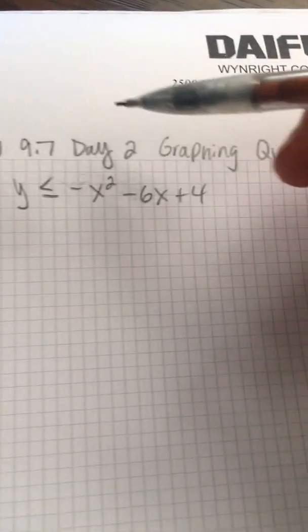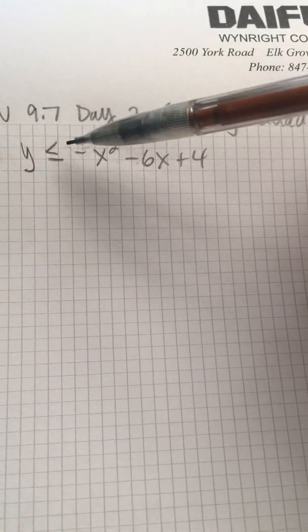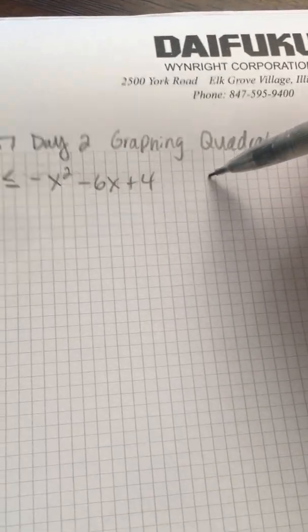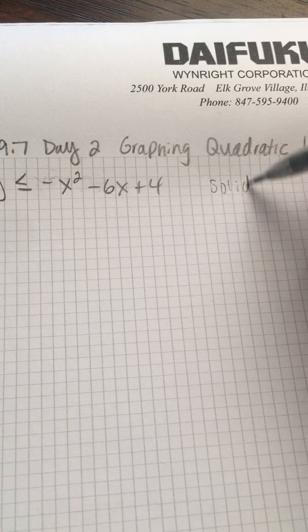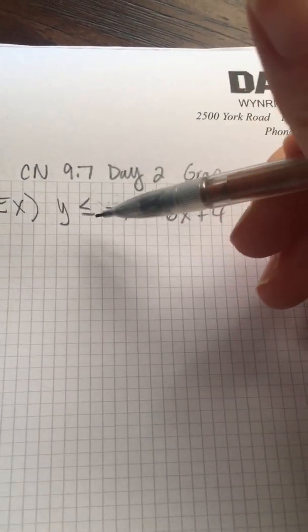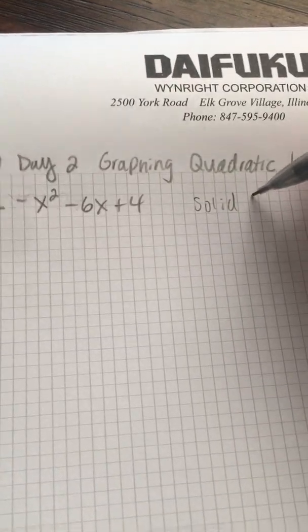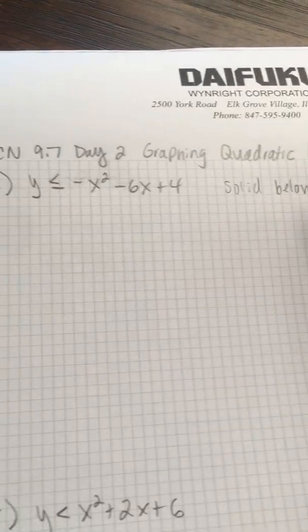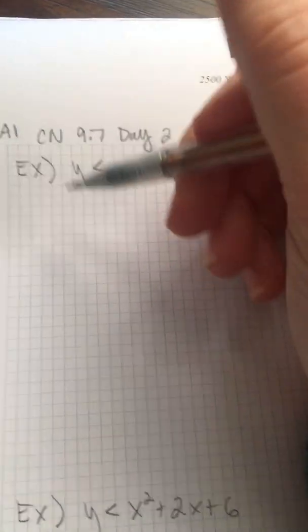I'm going to first talk to you guys about dotted, solid, shading above and below. We have our solid line underneath, so I know that I'm going to use a solid line when I connect. A less than or equal to, less than means below. We've done this several times in the classroom, so we should feel comfortable with listing those two things.